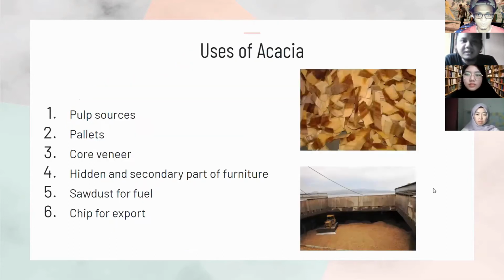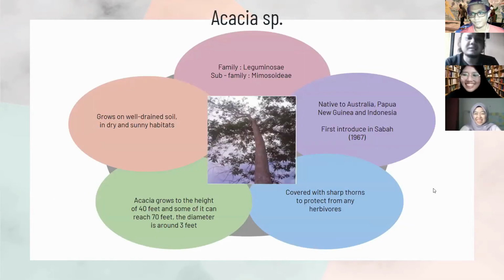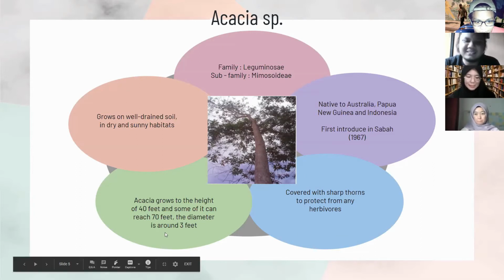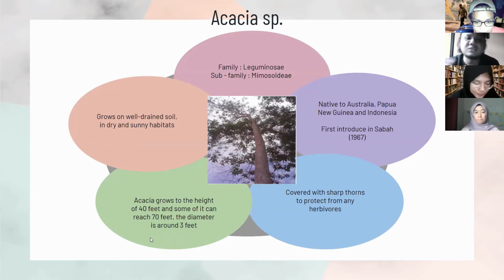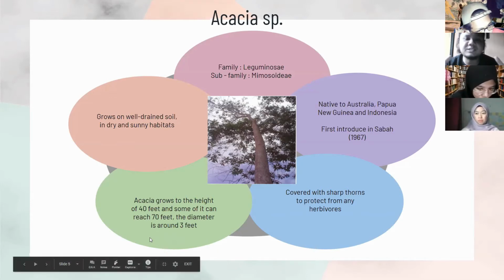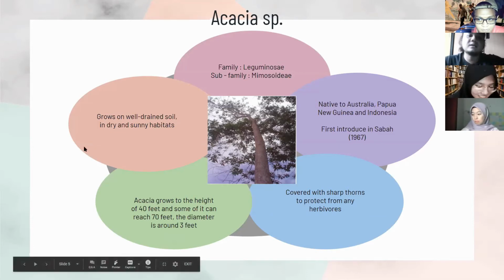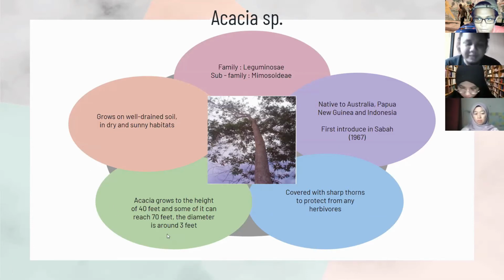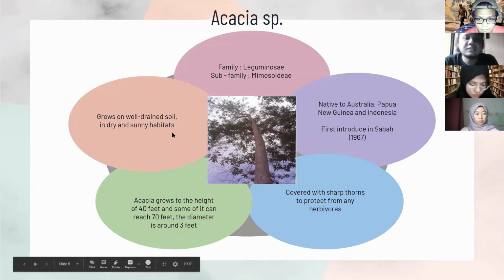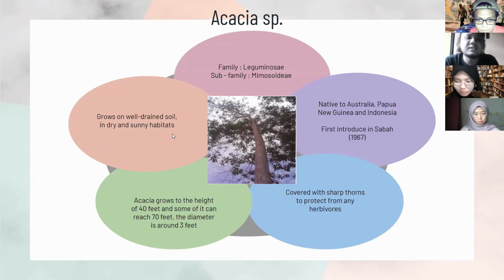Okay, next. Oh, sorry. Previous slide. Okay, sorry. Acacia species are covered with thorns to protect from any herbivores. Acacia species also grow to the height of 40 feet, and some of them can reach 70 feet. The diameter is around 3 feet. So the acacia is not a large tree, but is nice, not too big like a dipterocarp tree. Acacia species also grow on well-drained soil in dry and sunny habitats. Okay, next.